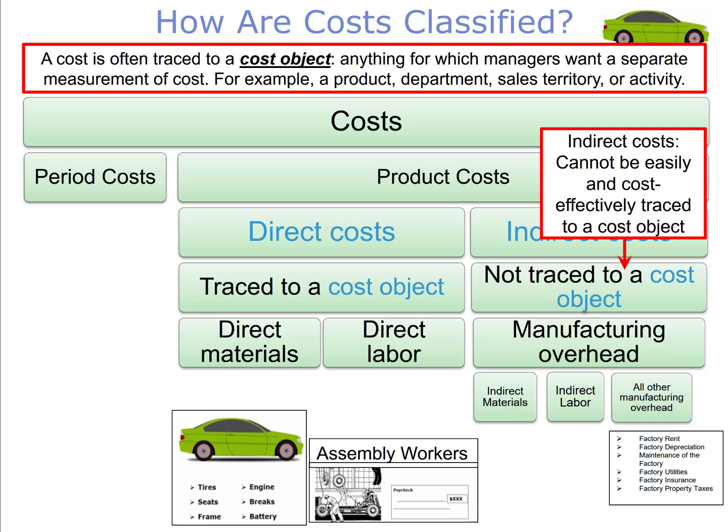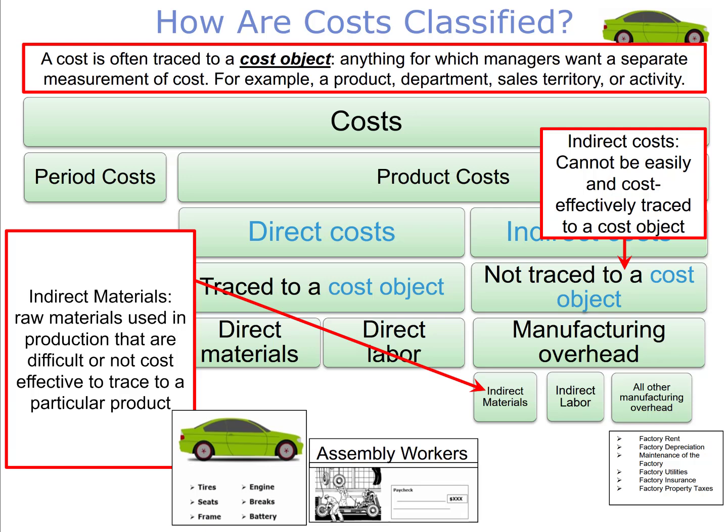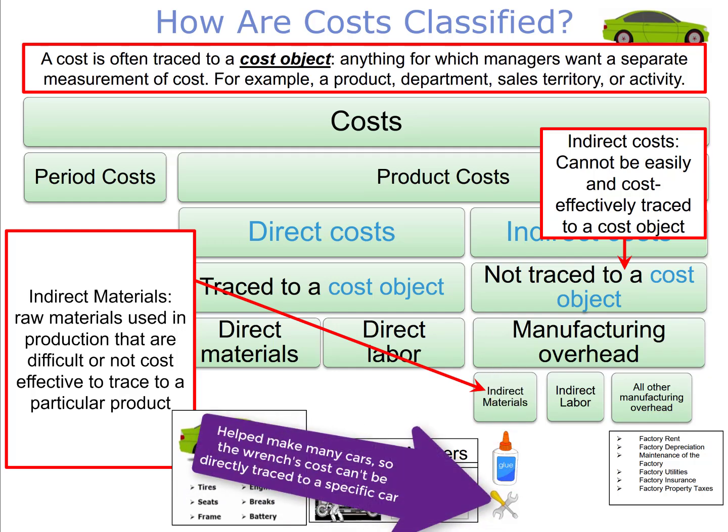Manufacturing overhead is sometimes broken down into two more specific categories: indirect materials and indirect labor. Indirect materials are raw materials used in production that are difficult or not cost-effective to trace to a particular product. Examples of this include glue. Believe it or not, in the 1960s, cars had windshields glued to their frames. It's not cost-effective to measure how many drops of glue we used for each car. Another example are the tools used to make the cars. A small hand tool like a wrench would be used to help many cars, so it's an indirect material.